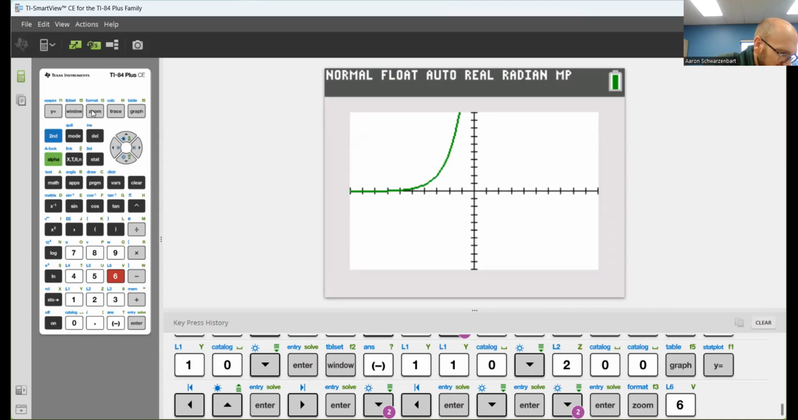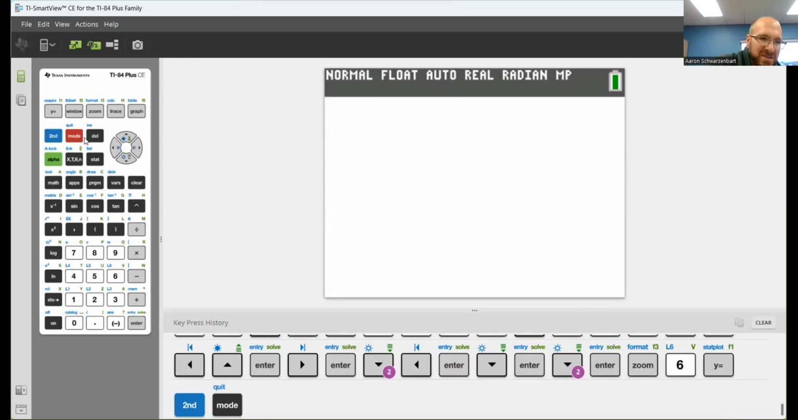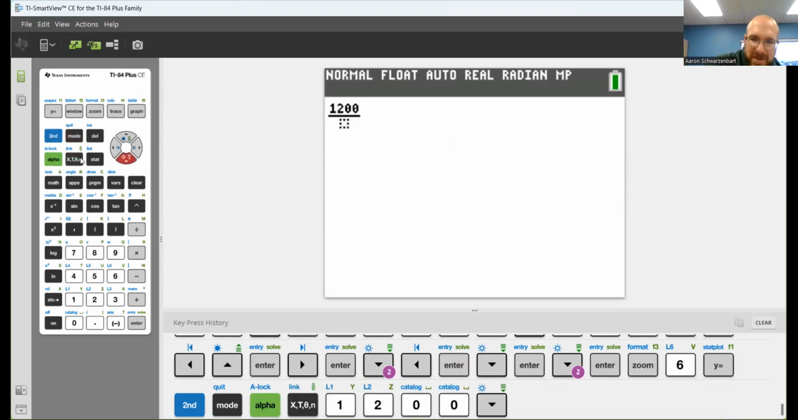Bob, Carol, Ted, and Alice start a rumor, which spreads logistically so that you have the function y equals 1,200 over 1 plus 39 e to the negative 0.9x. Models the students who have heard the rumor at the end of t days, where t0 is the beginning of the rumor spread. So if I want to know what it is at 0, I just plug this in. And so I'm going to quit out of this, and I'm just going to plug it into the equation. So 1,200, I'm going to plug in 0.